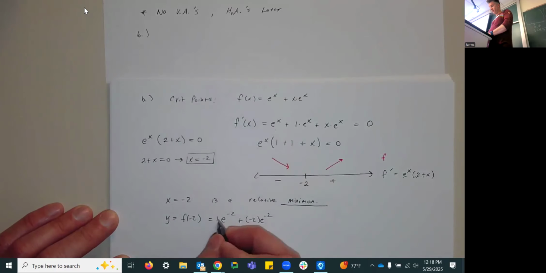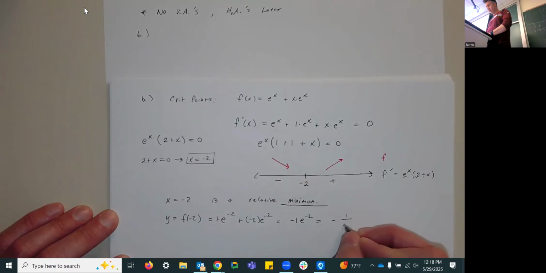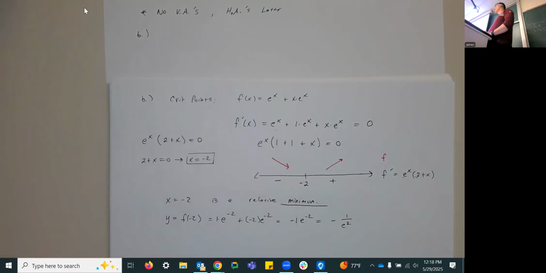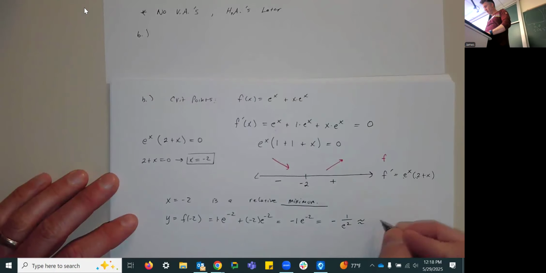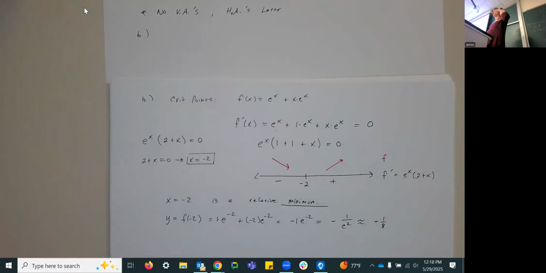I have 1 of something minus 2 of something. So that's going to be -1 times e to the -2, or I might even write it as -1 over e squared. The reason I'm doing this is so I have an idea of about what it's going to be when I graph it. This is a very, very, very tiny number. E squared is approximately 8, so this is approximately -1/8. And again, we don't really need to write that down. We just are hoping to use that when we graph it.